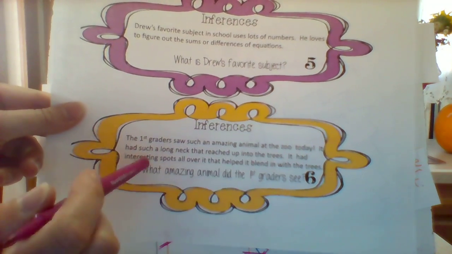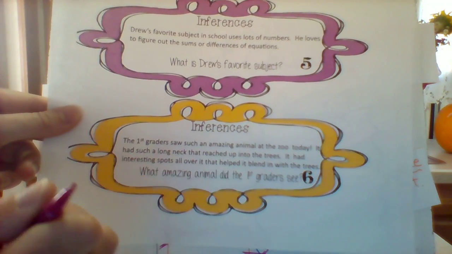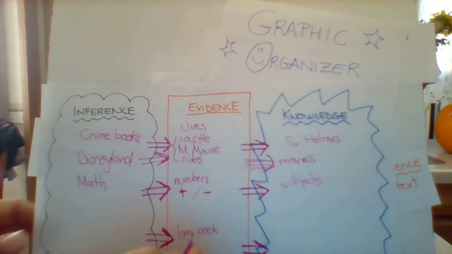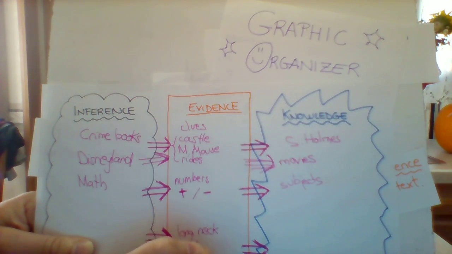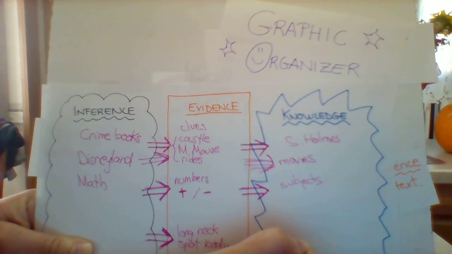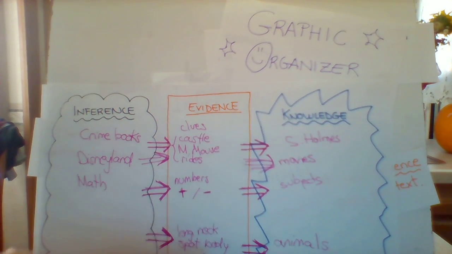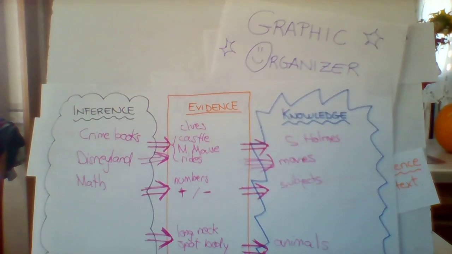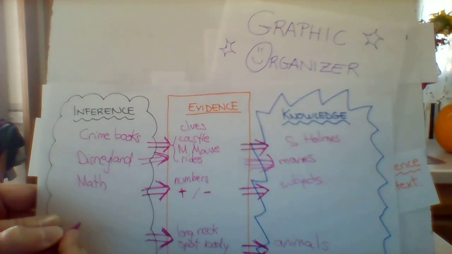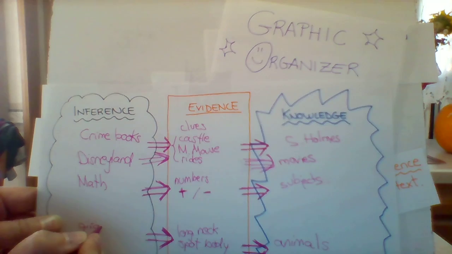And it also had interesting spots all over it. So it's got spots in the body. So I know the animals I can find in the zoo. All right. So an animal with spots all over the body and a long neck. I know this is gonna be a giraffe, for sure. So this is my inference. It's a giraffe.